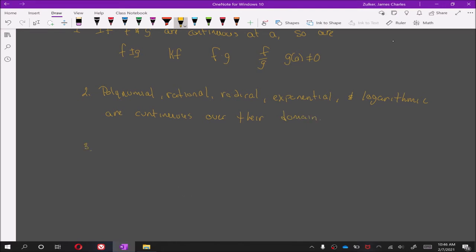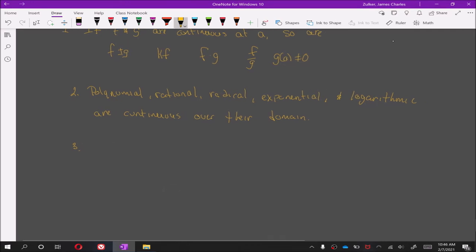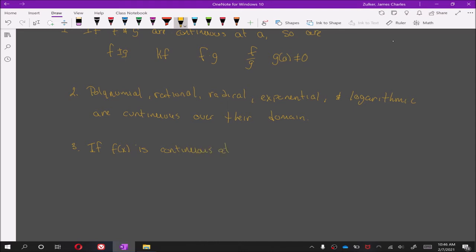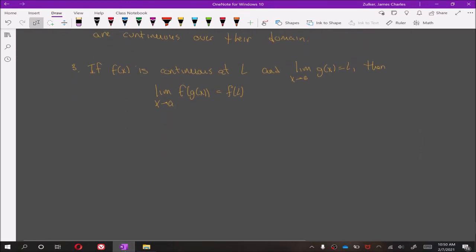And third has to now deal with limits. This is known as the composite function theorem. Says if f of x is continuous at L and the limit as x approaches a of g of x is equal to L, then the limit as x approaches a of f of g of x is equal to f of L. Now what this is essentially saying is that we are allowed to pull limits inside of continuous functions. We will now conclude this video with several examples.